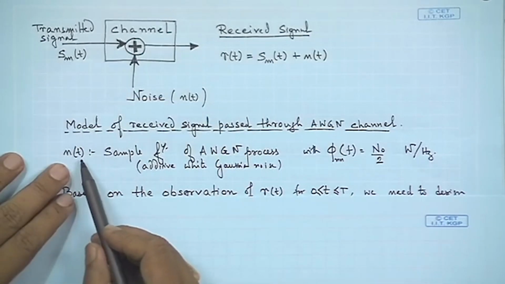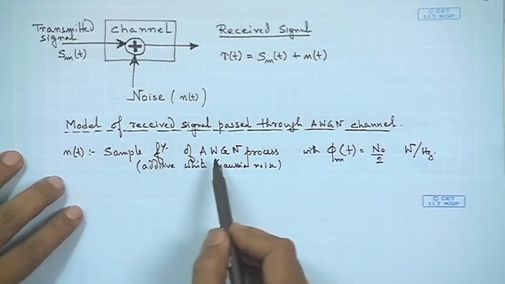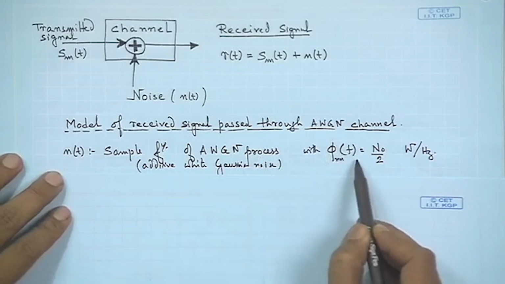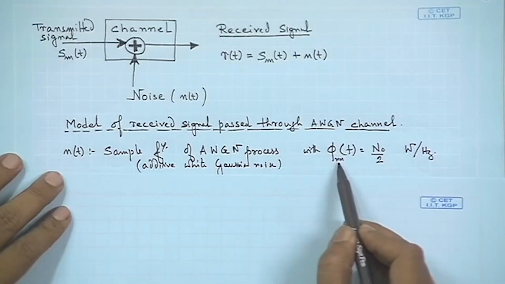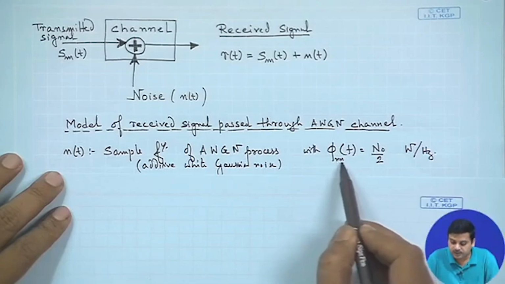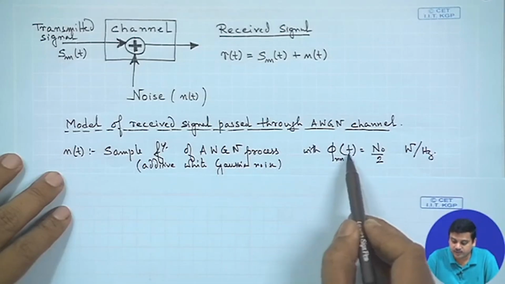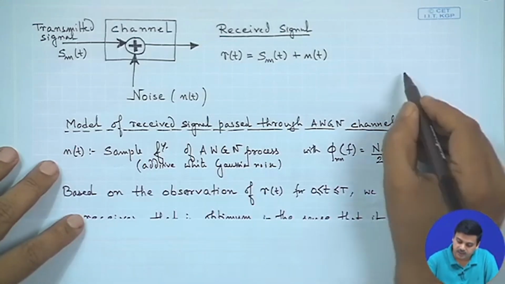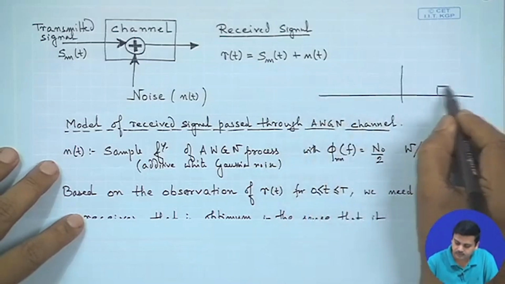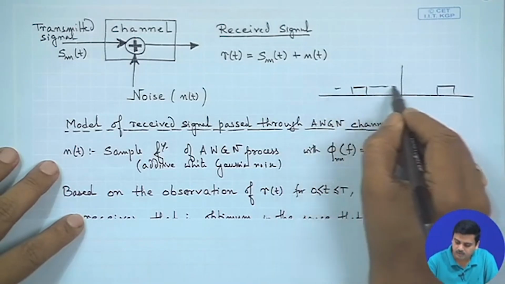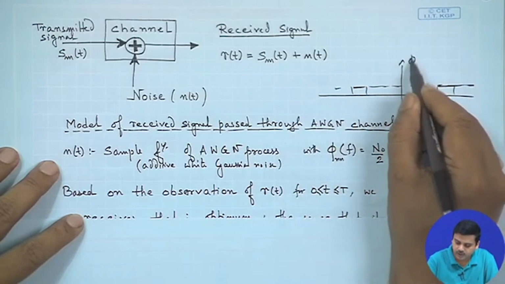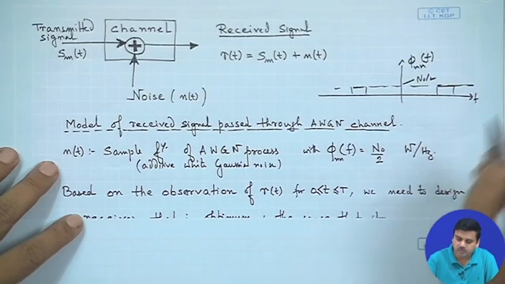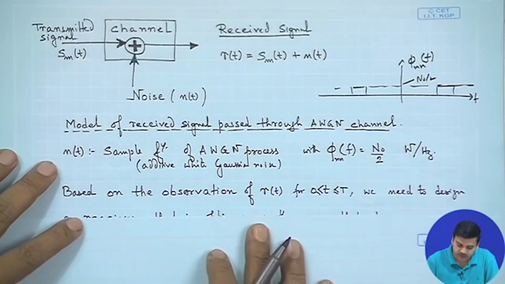The noise process n(t) is a sample function of the additive white Gaussian noise process, with the power spectral density denoted by phi sub n n, the two n's indicating we are taking it from the autocorrelation function and its Fourier transform, of f equal to N naught by 2. This is what we had seen earlier. So, this is phi n n of f, and this level is N naught by 2, this is f. This is the picture that we had used before.